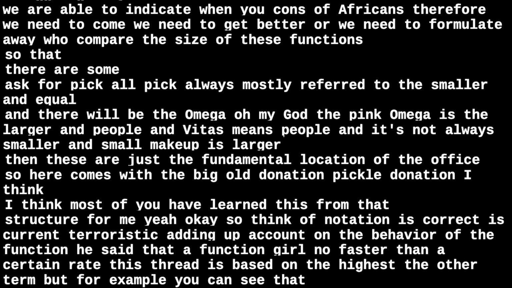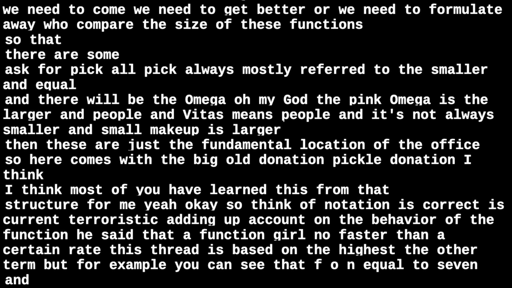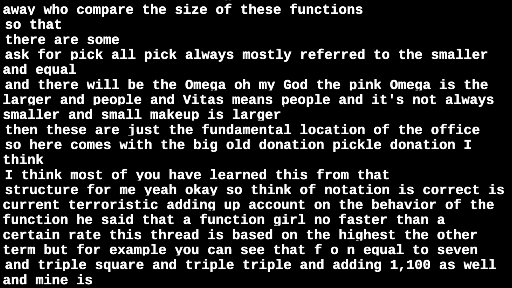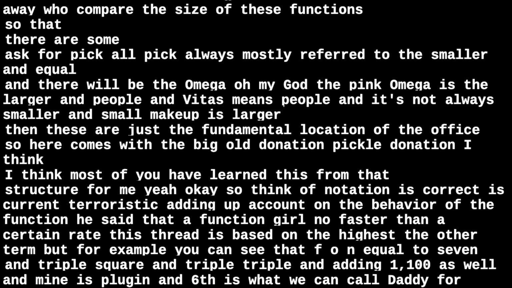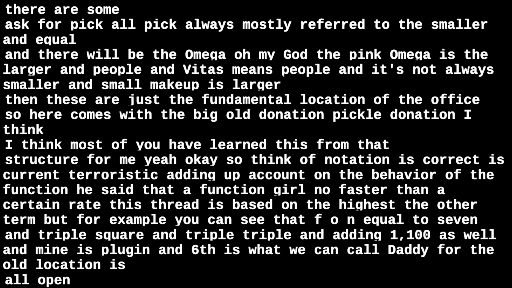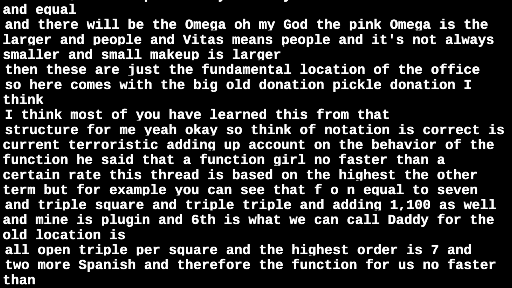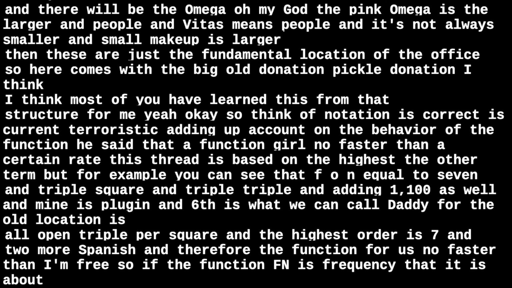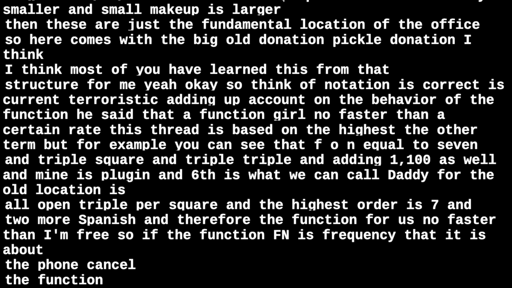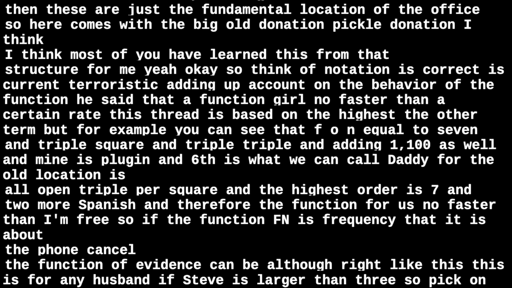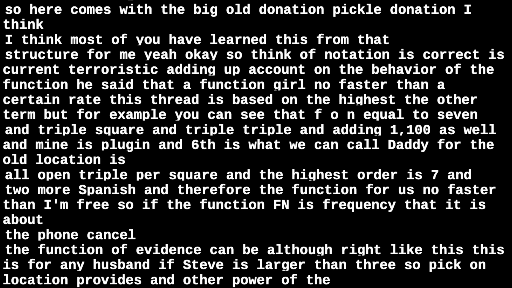For example, you can see that f of n equals 7n^3 plus 100n^2 minus 20n plus 6. We can say the big O notation is O of n^3, and the highest order term is 7n^3. Therefore the function grows no faster than n^3. So f of n can also be written like this, for any constant c larger than 3. Big O notation provides an upper bound of the asymptotic behavior of a function.